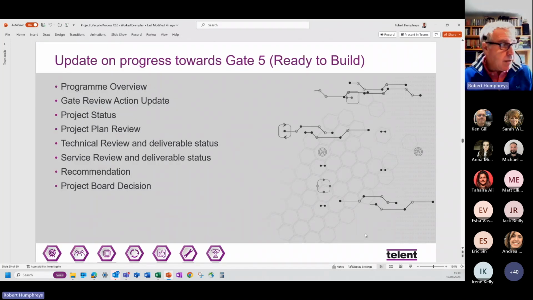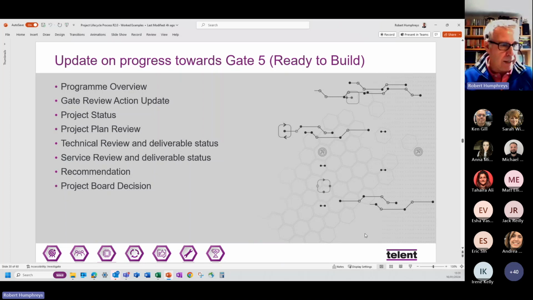So once again, you get to gate 5, and there's a whole bunch of stuff that is presented at project board. But once again, at gate 5, it's a good checklist of what you should be doing for your projects. You go through what the actions are from the last gate that we need to have addressed, and have they been completed? What's the status of the project? Where are we now with the project?